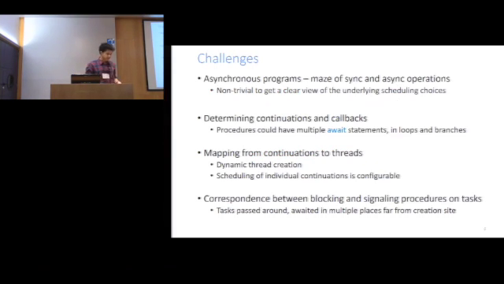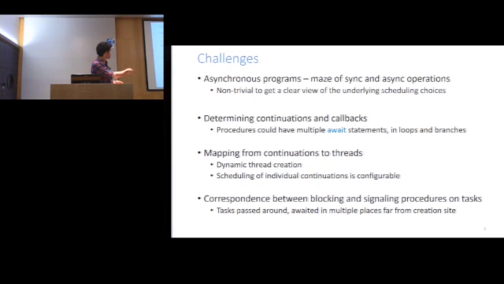Okay, so the challenges here are that asynchronous programs are a maze of synchronous and asynchronous operations, and in general, it's not trivial to get a global view of the underlying scheduling choices. Detecting deadlocks in these programs requires reasoning about dependencies, and in order to correctly capture these dependencies, we need to see what the continuations of a method are and who could call them back. This is difficult because procedures could have multiple await statements in loops and branches.